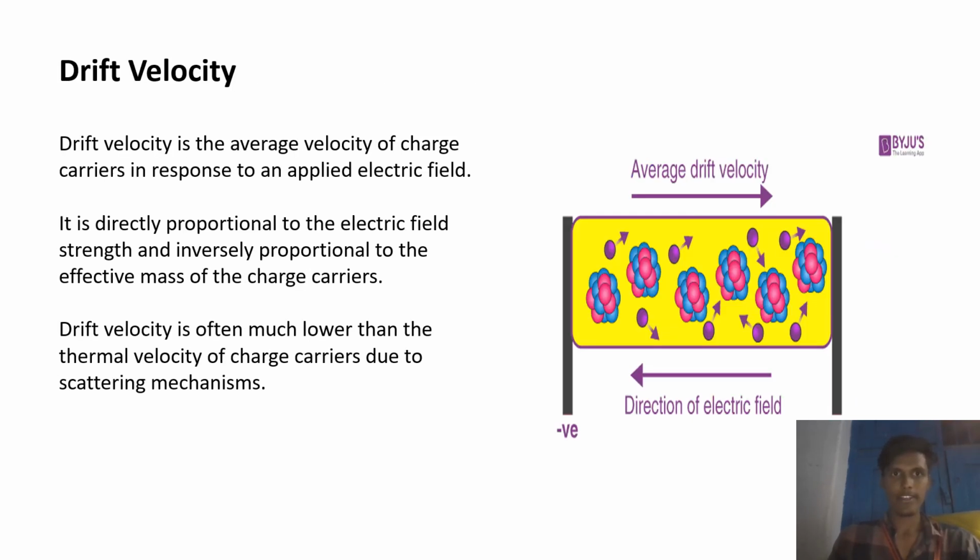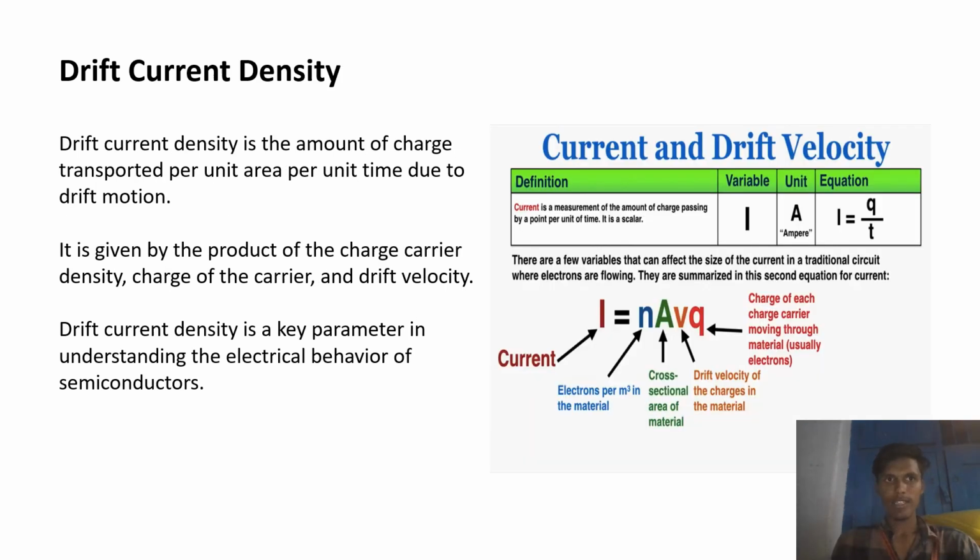Drift velocity. Drift velocity is the average velocity of charge carriers in response to the applied electric field. It is directly proportional to the electric field strength and inversely proportional to the effective mass of the charge carriers. Drift velocity is often much lower than the thermal velocity of charge carriers due to scattering mechanisms.